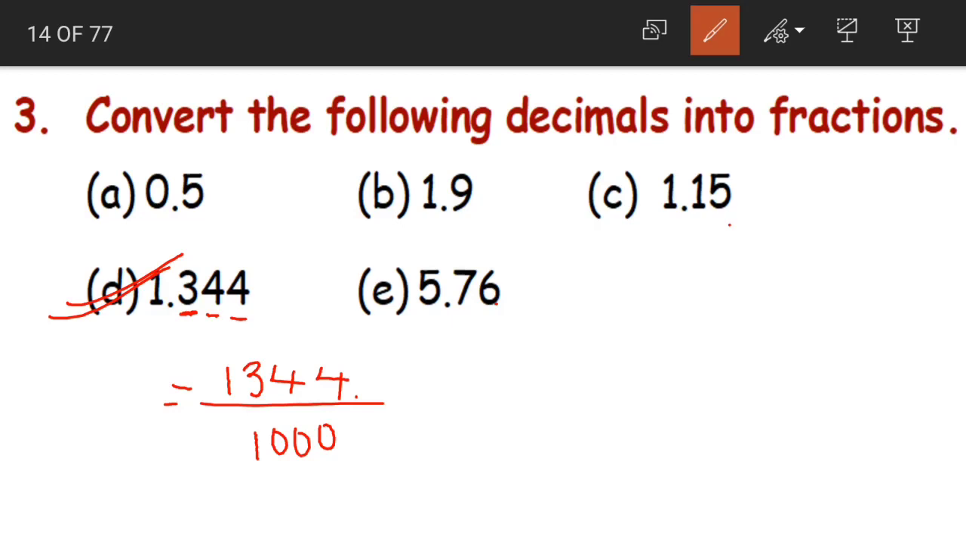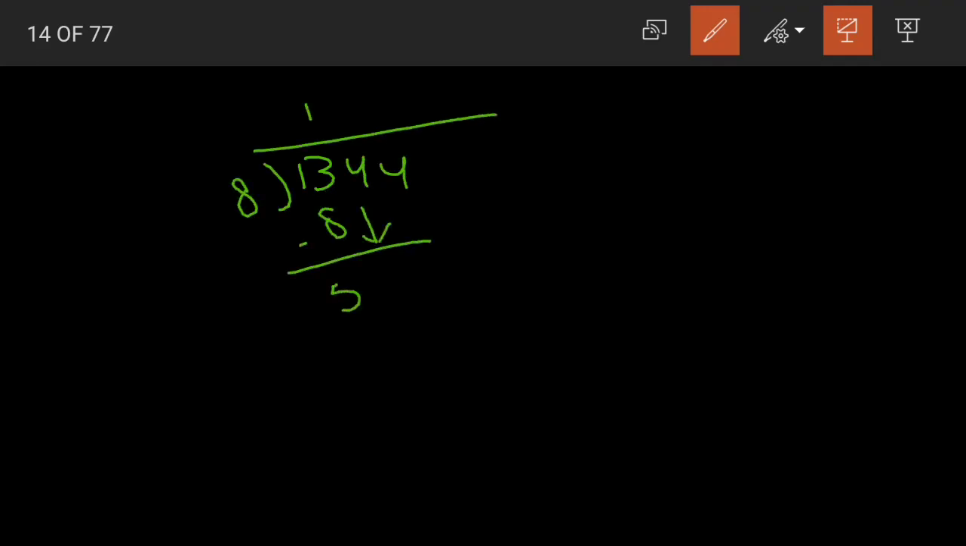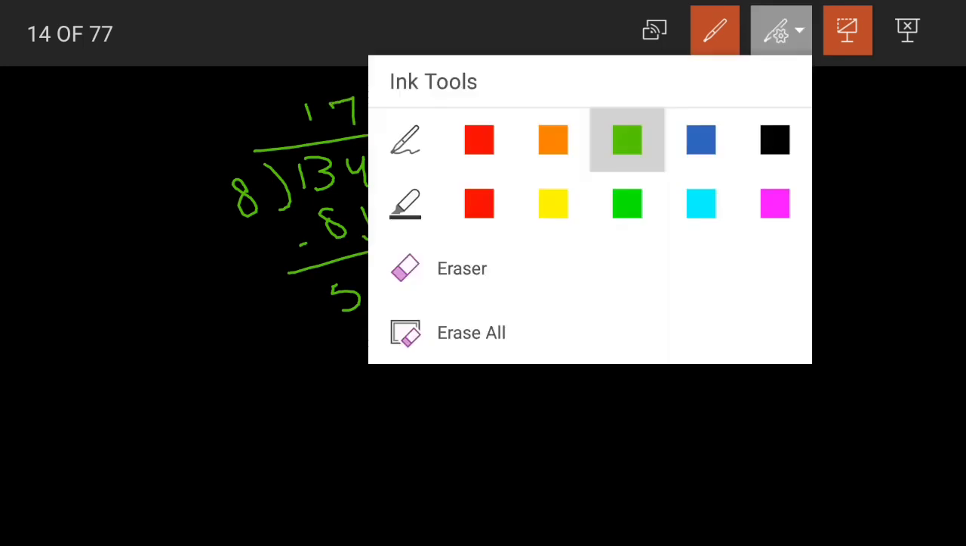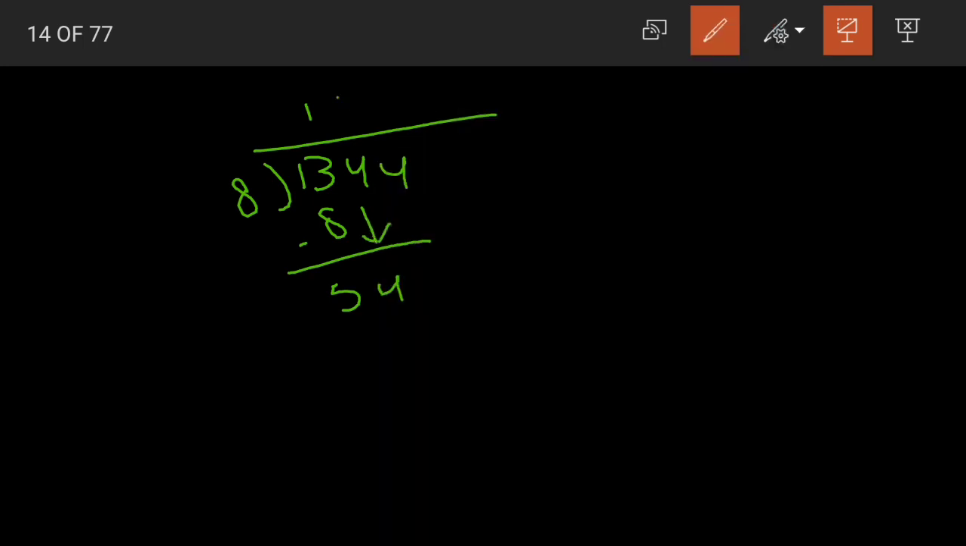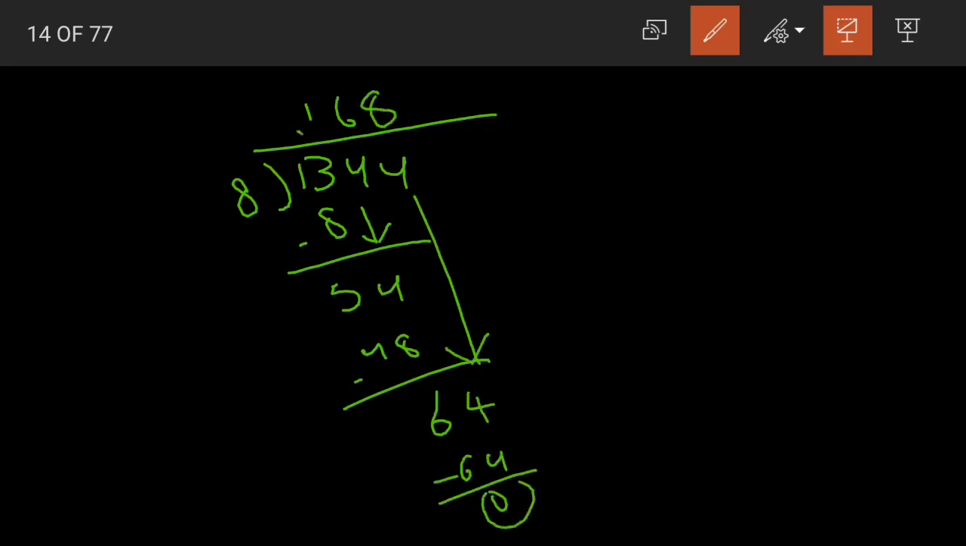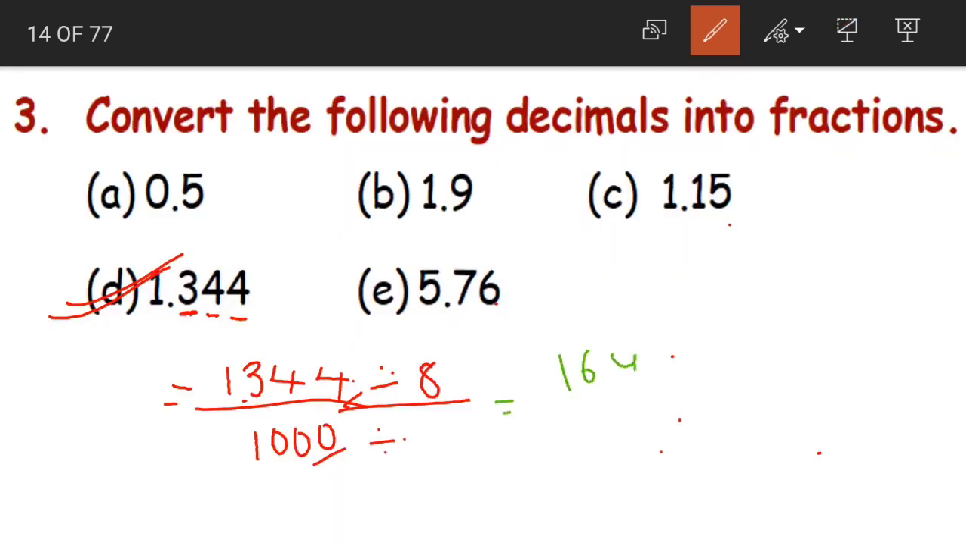If we observe both the given numbers, yes, both the numbers are divisible by 8. So we have to reduce them to their simplest forms. We have 8 ones are 8. When we subtract, 5 is remaining. 4 brought down. Then we have 8 6s are 48. When we subtract, how much is remaining, children? 6. And then when 4 is brought down, 8 8s are 64. When we subtract, 0 is our remainder. So what is the answer? 168 is our quotient for the numerator.